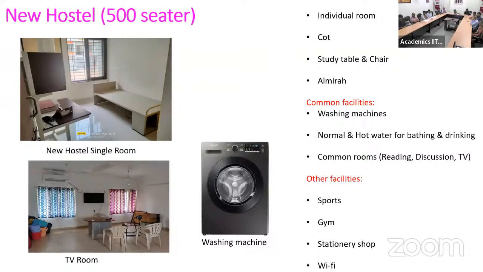We recently built a new hostel with 500-seater capacity, in which students will get a single room. To start with, first years will not get a single room, but at a later stage of the program, you will also get a single room. These are the facilities in these rooms. As usual, the cot, study table, chair, almirah, all these things are available, and common facilities like washing machine, normal and hot water for bathing and drinking, and common rooms for reading, discussion rooms, TV, all that. Inside this hostel, you also have sports facilities like badminton, table tennis, gym, along with a stationery shop.